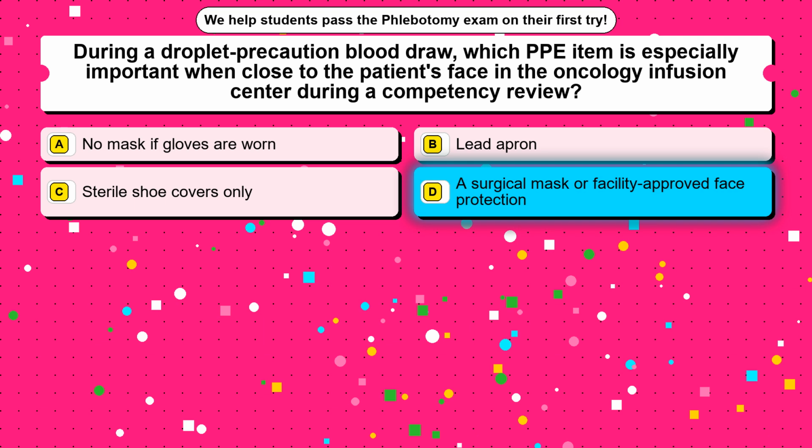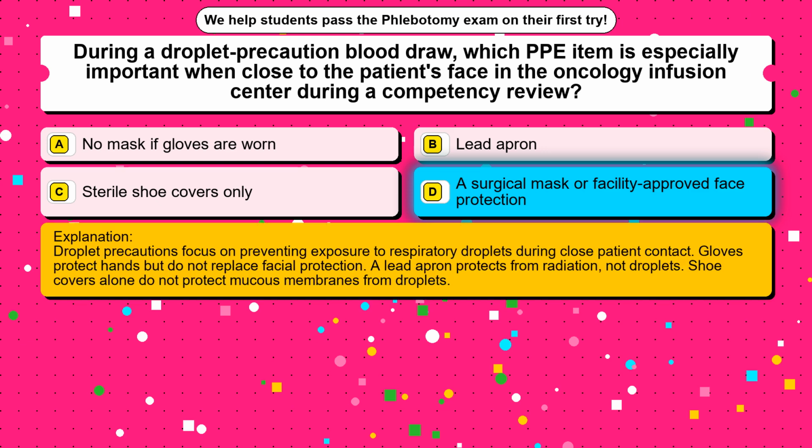A surgical mask or facility-approved face protection. Droplet precautions focus on preventing exposure to respiratory droplets during close patient contact. Gloves protect hands but do not replace facial protection. A lead apron protects from radiation, not droplets. Shoe covers alone do not protect mucous membranes from droplets.